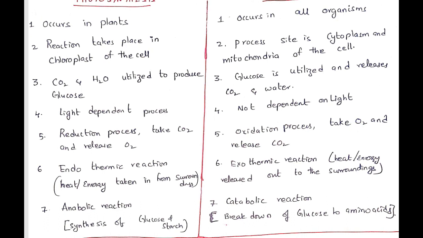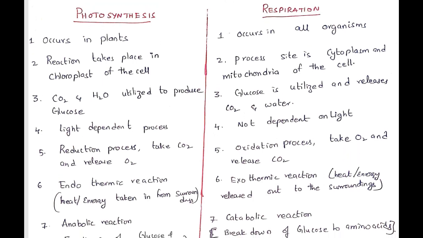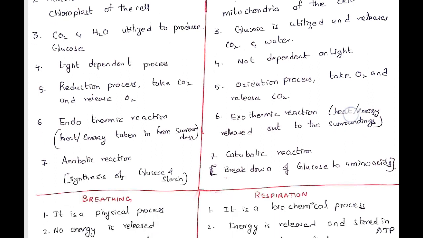Photosynthesis is anabolic reaction. Anabolic reaction is something like it produces glucose or starch or a compound, friends, whereas catabolic reaction is breaking down of a complex compound into simple compound. Here in respiration, breakdown of glucose to amino acids is seen, friends. As of now you know the difference between photosynthesis and respiration. We can say that respiration is opposite of photosynthesis, whereas photosynthesis produces glucose and in respiration glucose is broken down to amino acids and the energy is utilized.